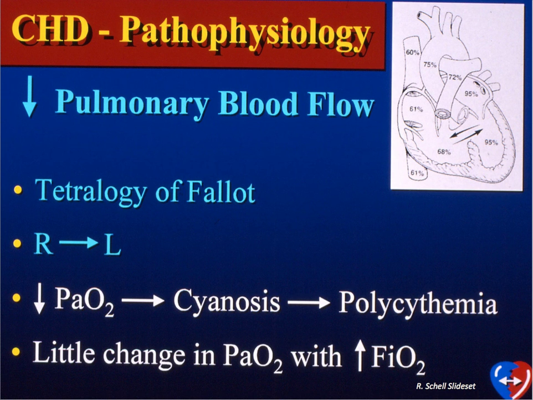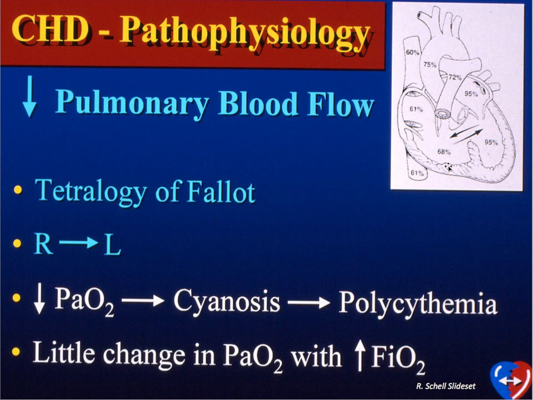In the case of tetralogy of Fallot, in the picture up at the top right, you can see a VSD, an overriding aorta, overriding the septum, abnormally placed, RV outflow tract obstruction, and a big thick right ventricle.